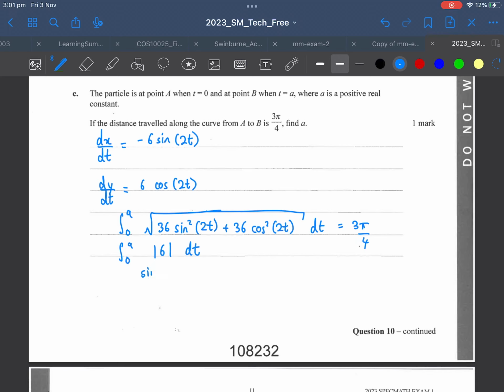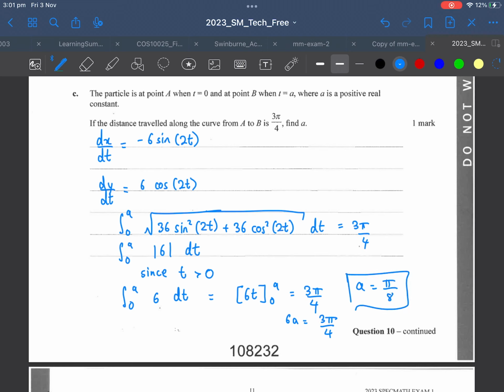Since t is greater than 0, we can say that the integral from 0 to a of 6 dt, which means 6t from 0 to a, equals 3π/4. So 6a equals 3π/4, meaning that a equals 3π/24, so π/8. Okay, there we go. So that's going to be our a.